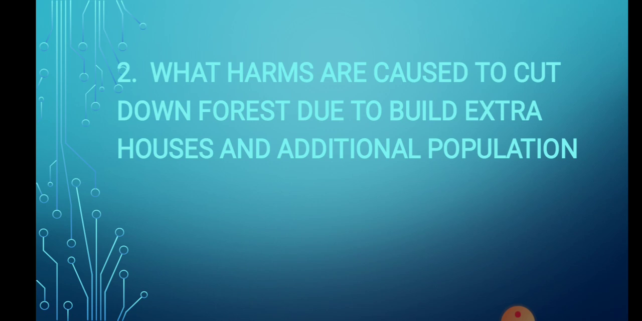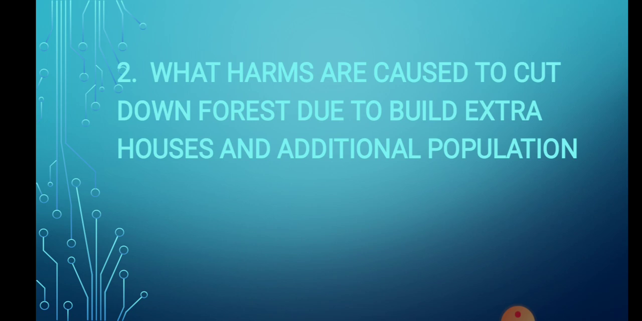I am just giving you some points. What harms are caused by cutting down forest to build extra houses? If we cut down forest, then what will happen? The ecological balance will be imbalanced. Trees give us oxygen, so we will get less oxygen. The habitats of plants and animals will become extinct.